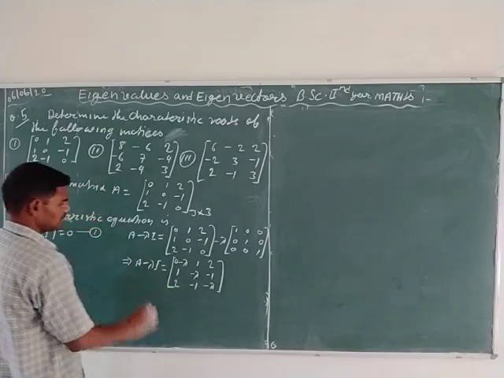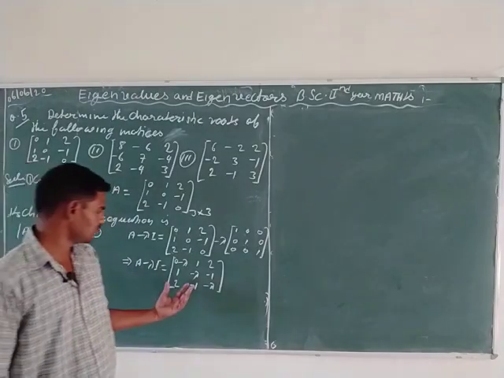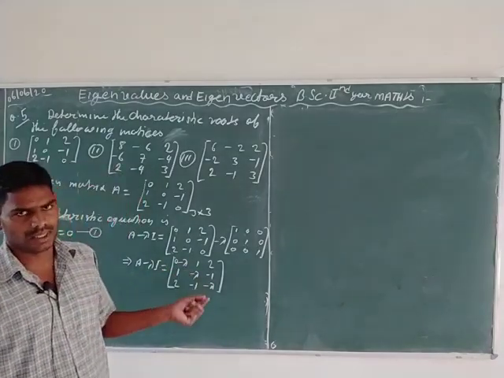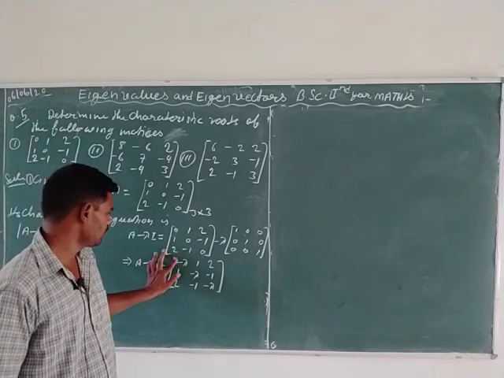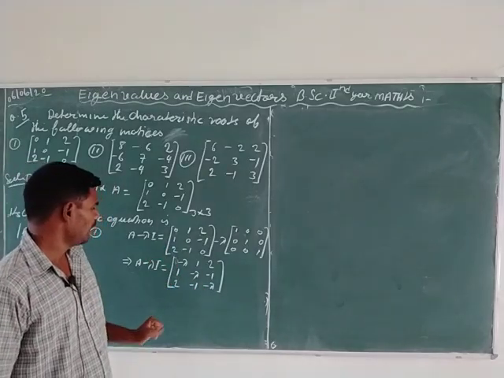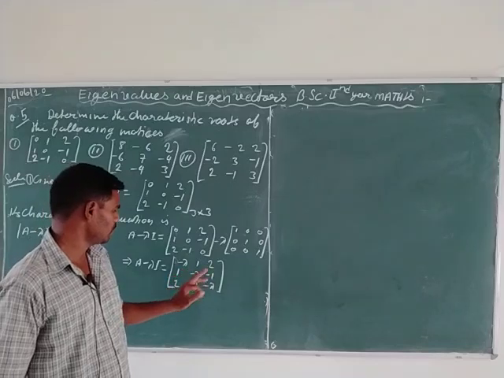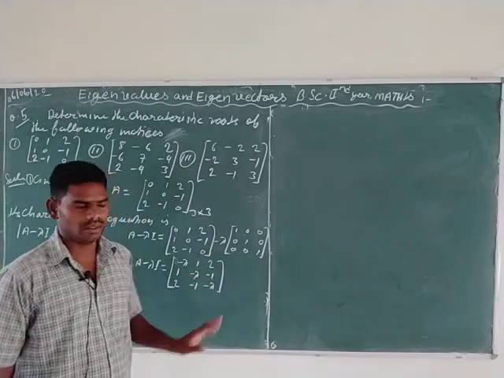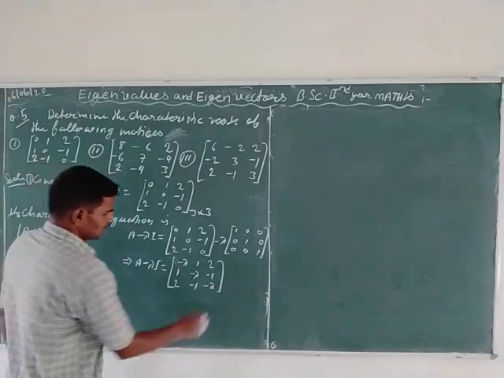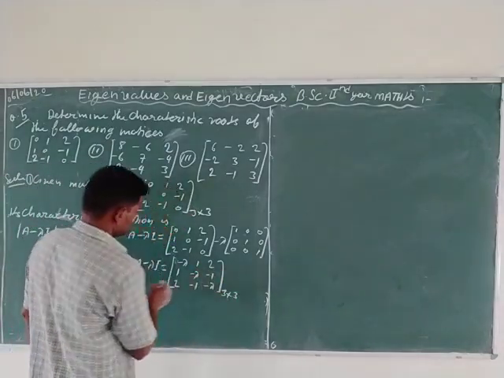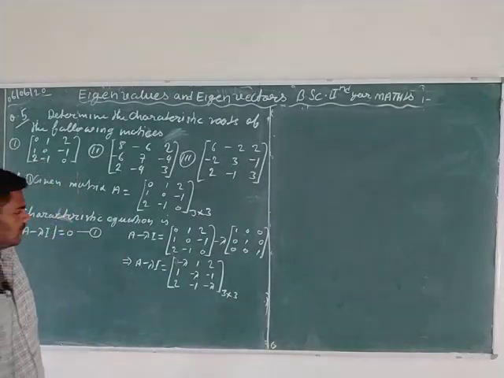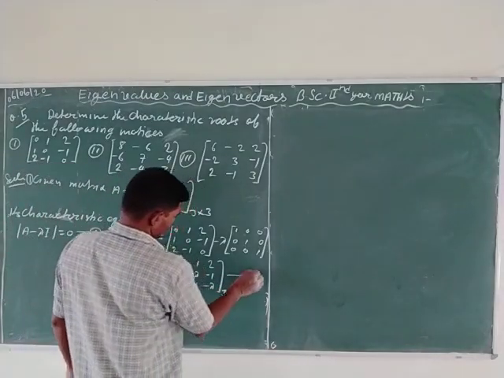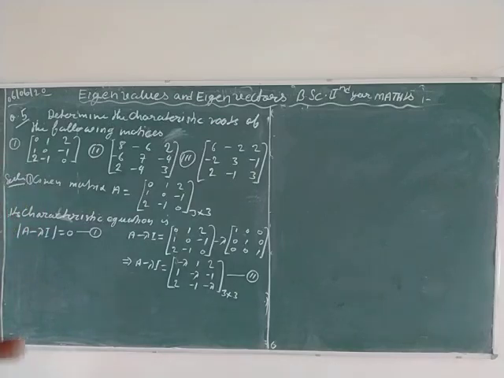This is the A minus lambda I matrix. 0 minus lambda means minus lambda. Here you can write only minus lambda, and the matrix is minus lambda 1 2; 1 minus lambda minus 1; 2 minus 1 minus lambda. It is a matrix of 3 by 3 order, which means the A minus lambda I matrix is represented by equation second.